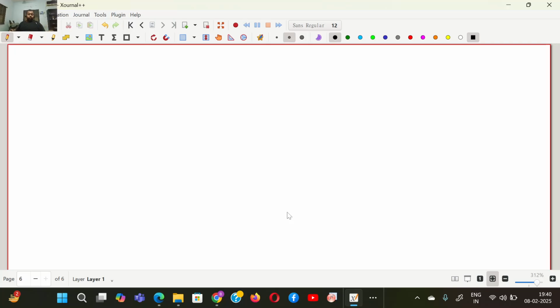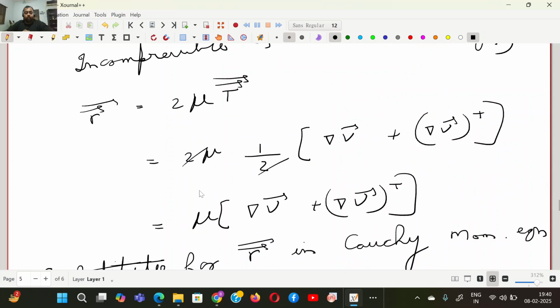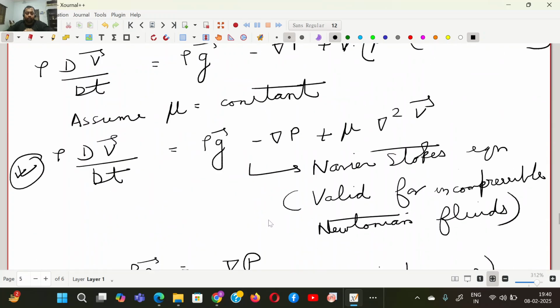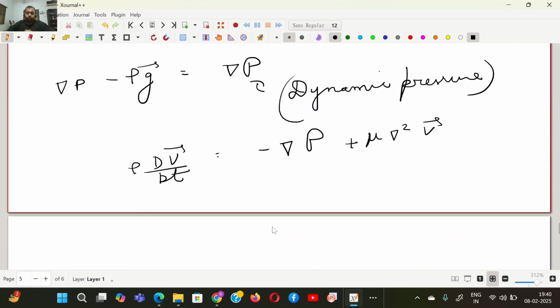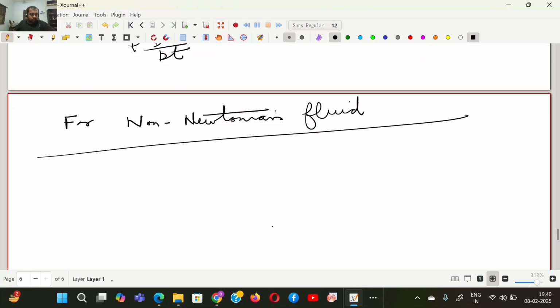Okay, for Newtonian fluid, I already told that this mu, k and all are not functions of the rate of strain tensor. But what happens in a non-Newtonian fluid? It's a much more complicated case now, right? So for a non-Newtonian fluid, we have the power law model.